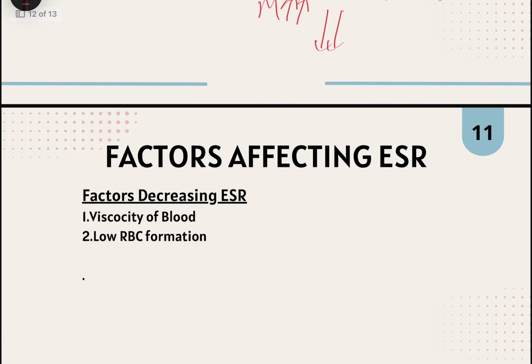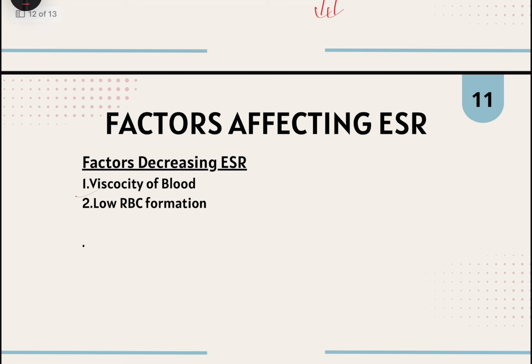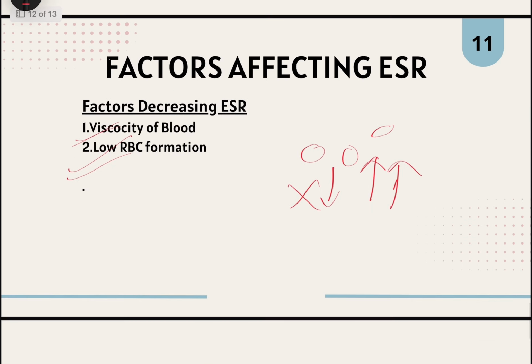Next, the factors that decrease ESR. They are viscosity of the blood and low RBC formation. If the viscosity of the blood is more, and there is more friction, then definitely they won't be settling down easily. They will settle down, but not as much as with the above factors. In the general condition, the amount of RBCs that should fall will not be equal when the viscosity of the blood is high. That means it will be in a relatively stable and suspended state than in the normal condition.